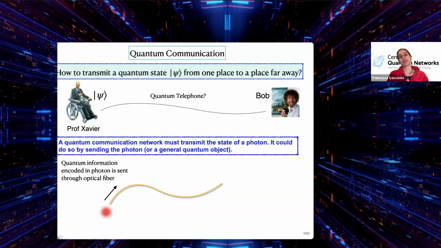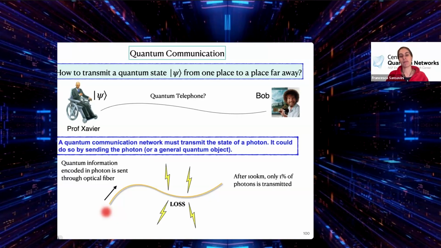Let's say, for example, we want to transmit the state of a photon, the quantum information encoded in the photon. We can think, well, we can just send the photon with an optical fiber over to Bob. We don't care if Bob is 10,000 kilometers apart. We just have an optical fiber connecting Xavier and Bob. Now, the problem here is loss, because after 100 kilometers, for example, only 1% of photons is transmitted.